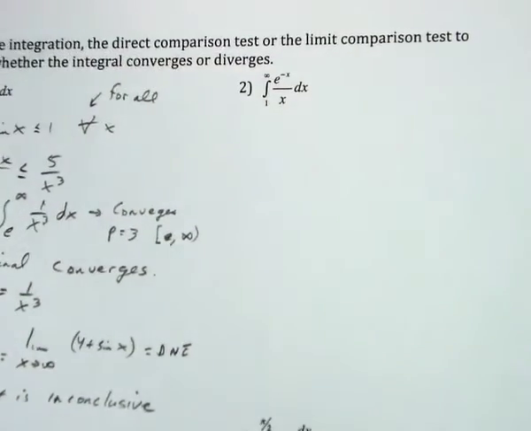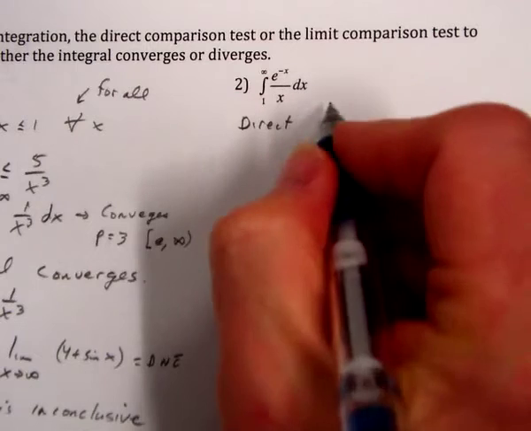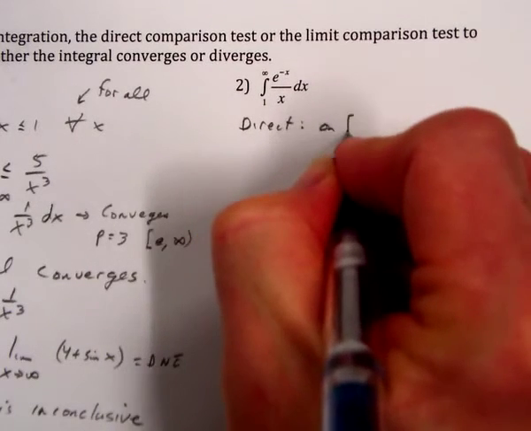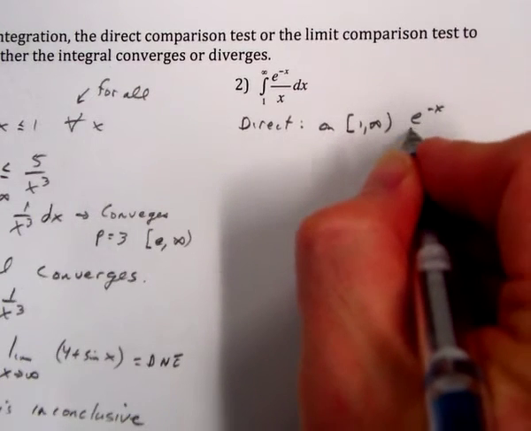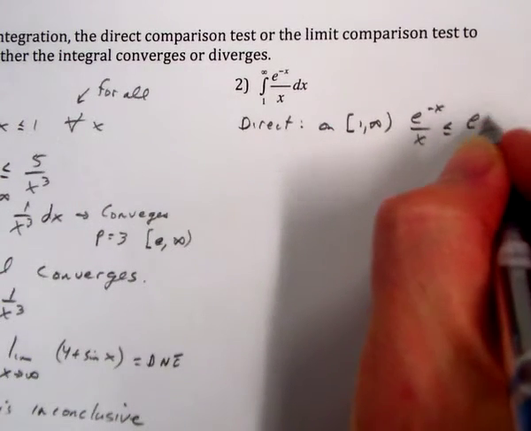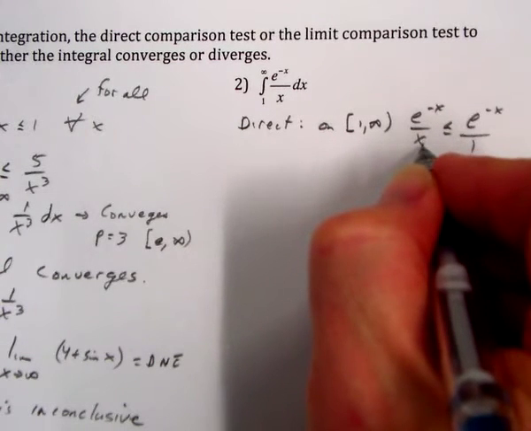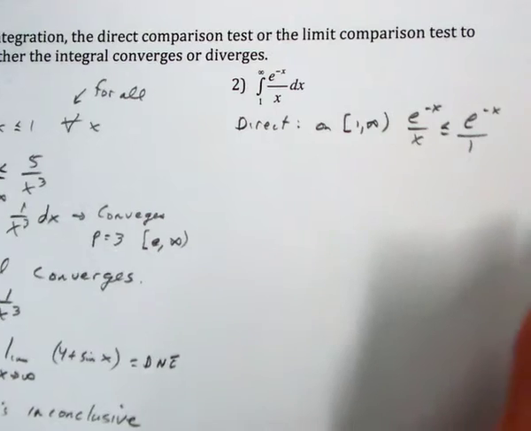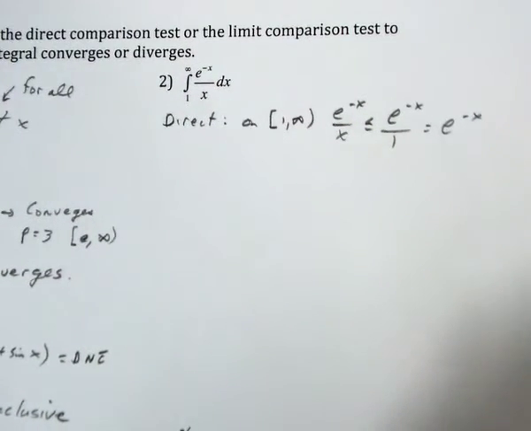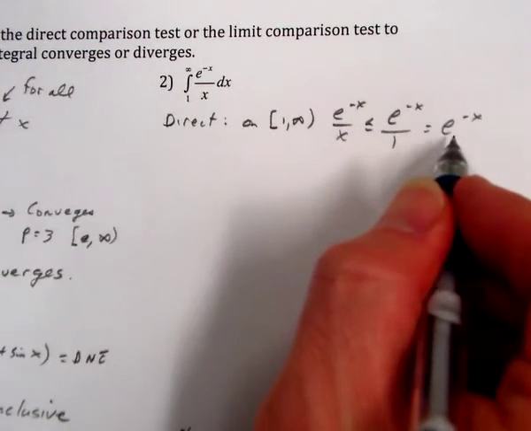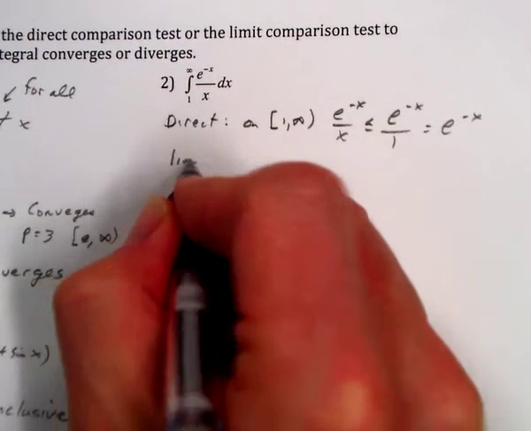e to the negative x over x. So the direct comparison: when we're looking at this, on the interval from 1 to infinity, we can say e to the negative x over x is less than or equal to e to the negative x over 1, because as x gets bigger, this overall fraction gets smaller. And that equals e to the negative x. So we can look at the integral of e to the negative x, which has a limit of a positive infinity. So let's go ahead and find this.